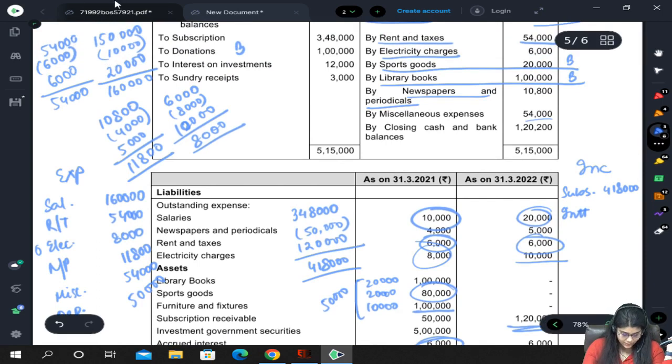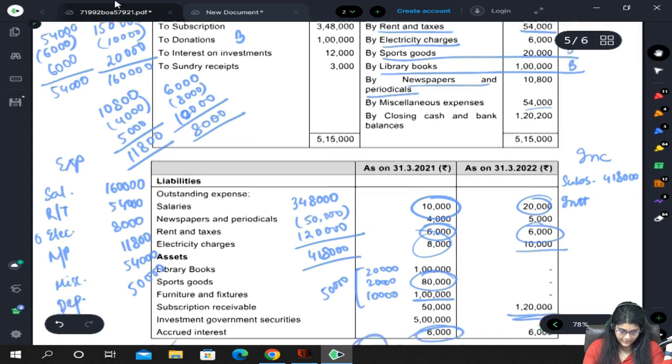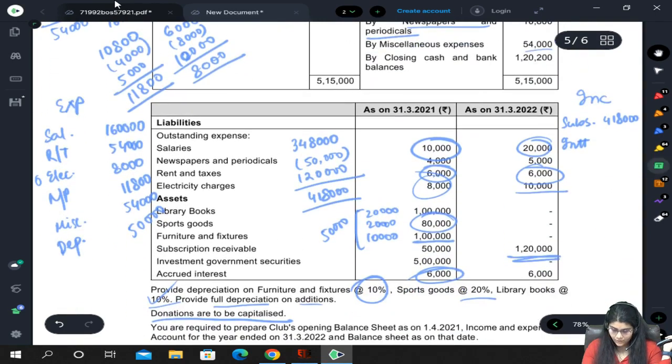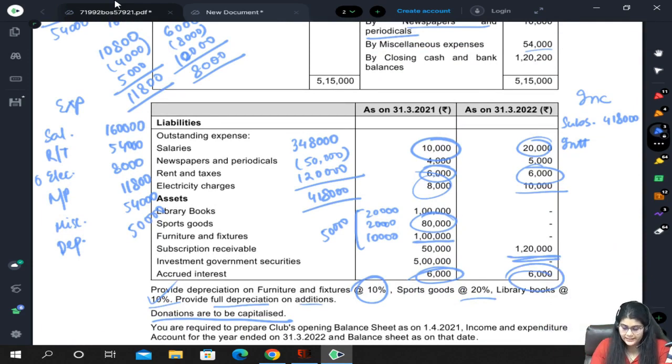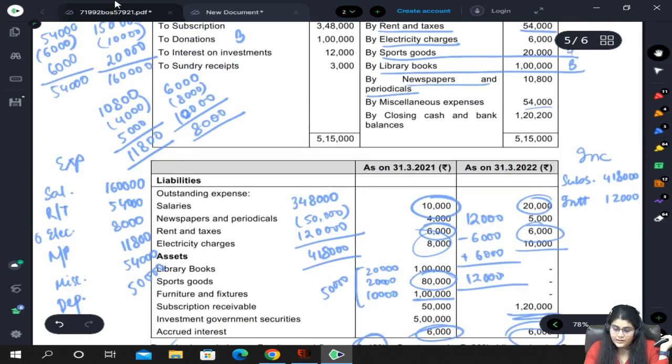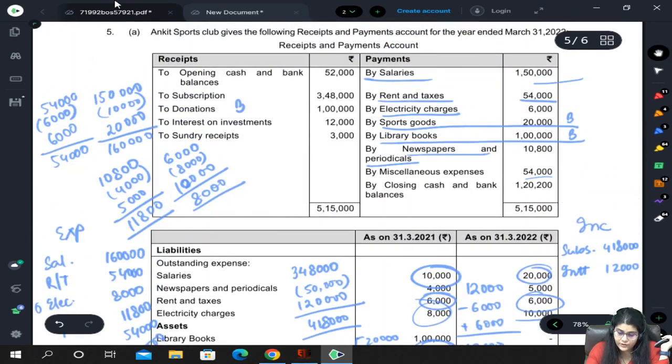But interest on investment, oh, we have another accrual for closing also. So it basically means last year's we'll subtract and this year's we will add, giving a net of 12,000. Right? Sundry receipts of 3,000.